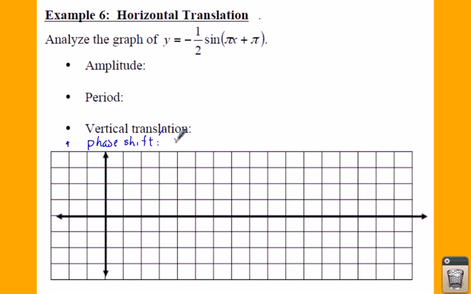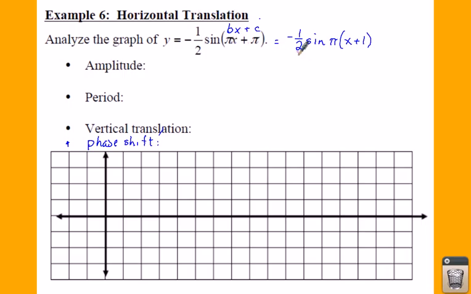What we need to do is actually solve our equation. This is our bx plus c, but we need to factor the b out of this equation. So we're going to take a negative 1/2 sine of, and now we need to factor out a pi. The reason we do that is once you factor out a pi, then you can figure out what your phase shift is. So this is going to end up being x plus 1. This is the equation you need to use in order to figure out your phase shift.